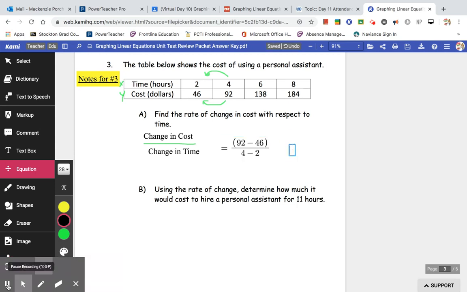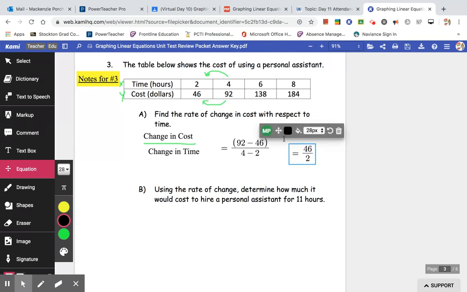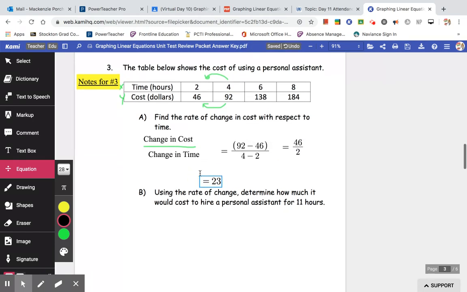So when we go ahead and simplify that, we know that 92 minus 46 is actually just going to equal 46. 4 minus 2 is 2. And then when you go ahead and simplify that, that's going to equal 23. And the rate of change for this one is always going to be whatever our y value is per what our x value is. So in this case, it's cost.